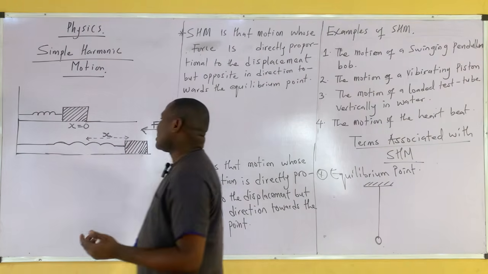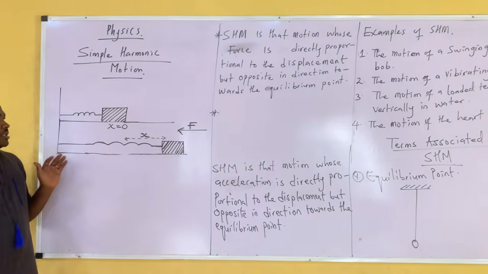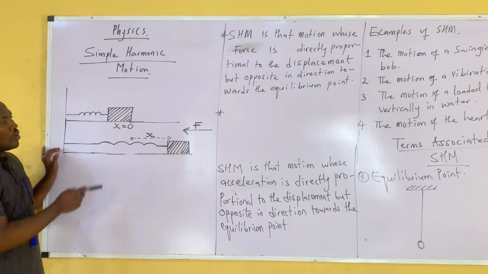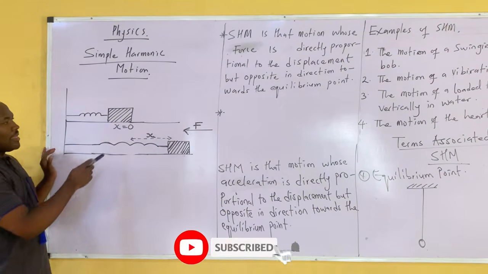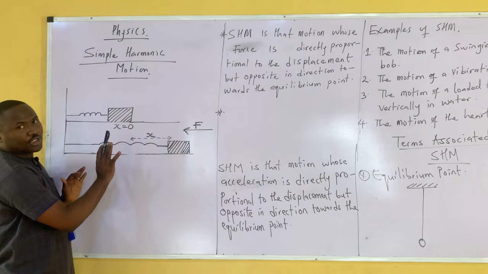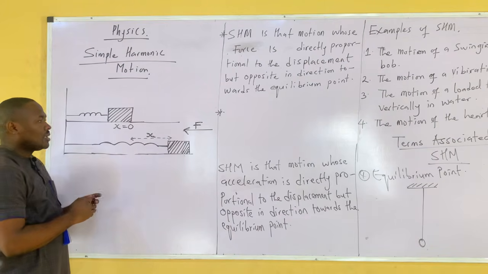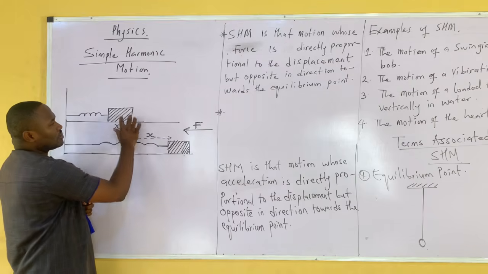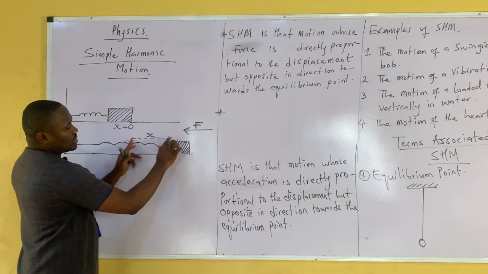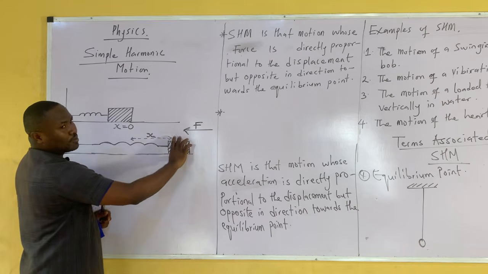Now, take a look at this example that I want to illustrate. This is a spring attached to a block or a box. At this point, the spring is not stretched, so it means that the block is at equilibrium. Now at this point, the block was displaced to this point. So you see the displacement.